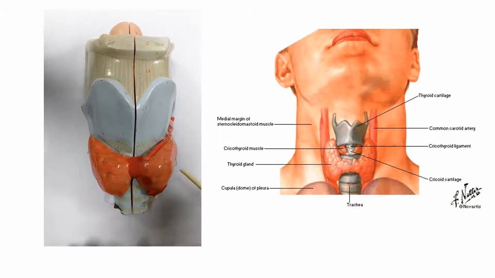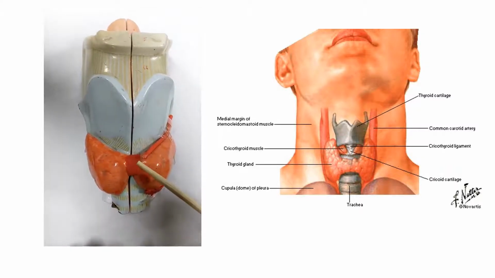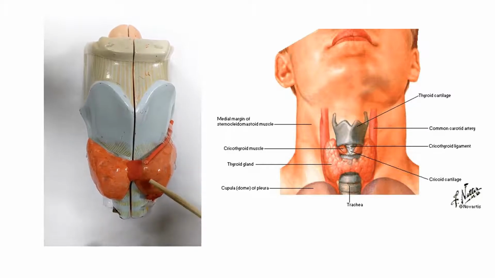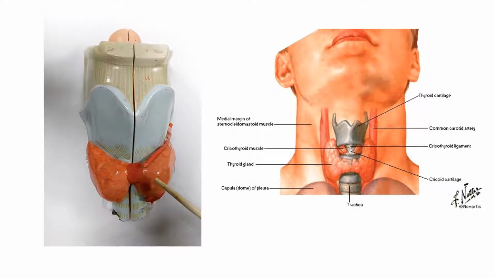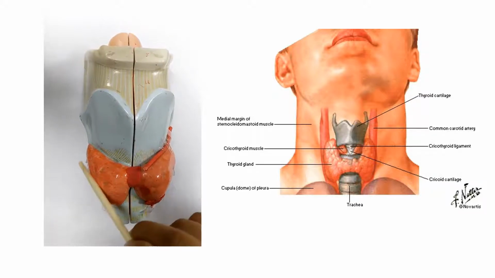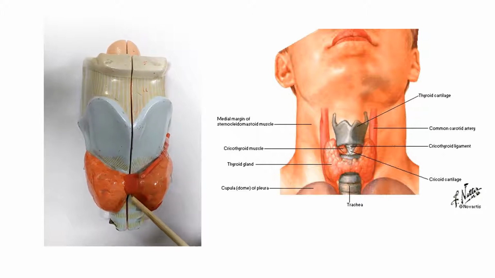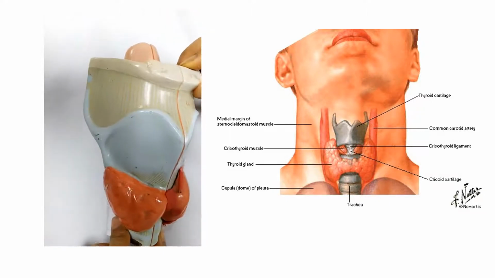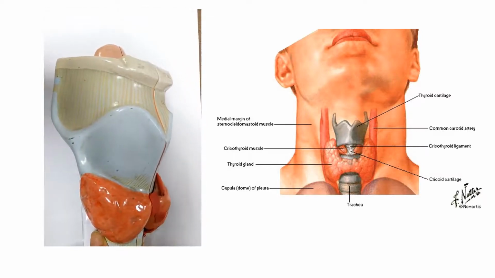This is the thyroid gland. The thyroid gland is situated in front of the trachea and at the side of the trachea. As you see the parts of the thyroid gland, it consists of two lateral lobes, and in the midline they are connected by a structure, and this structure is the isthmus. So here is one lateral lobe of the thyroid gland.